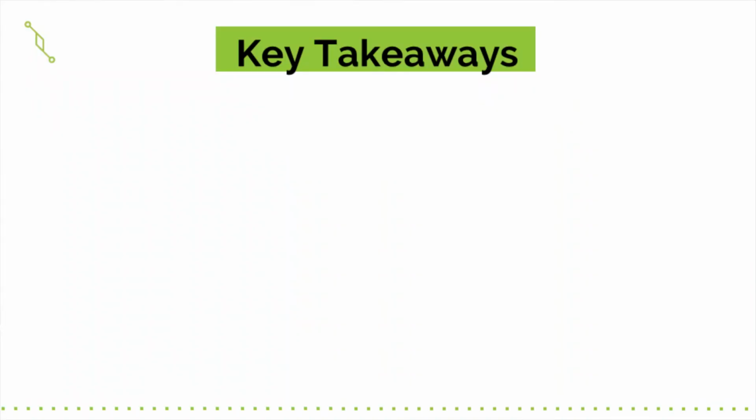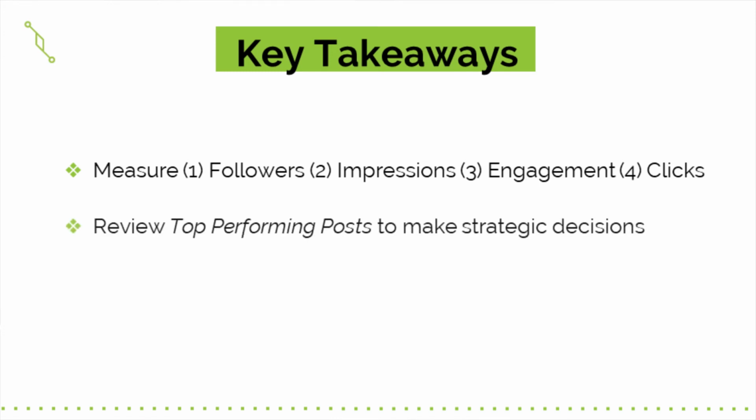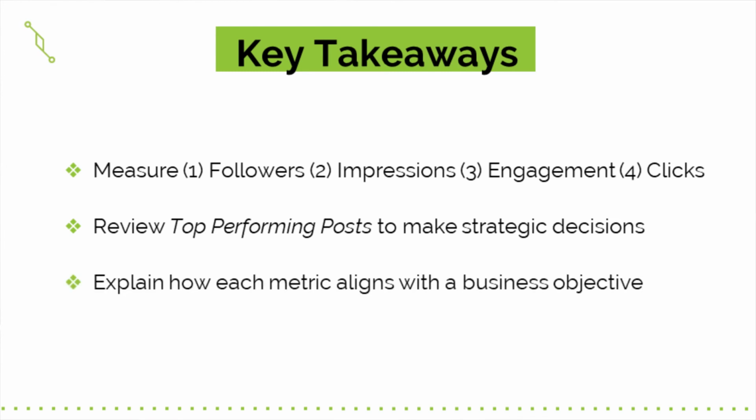But let's do a quick review. The key takeaways are, first, every week you should measure 4 things: followers, impressions, engagement, and clicks. Second, review the top performing posts to decide what to do more of in the future. Third, when you talk about social media metrics, make sure that you tie them to the relevant business objectives.